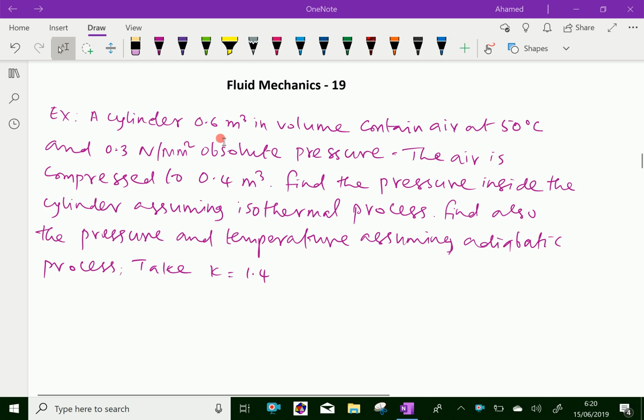In fluid mechanics, let us do an example problem regarding thermodynamic properties of gases. Example: a cylinder of 0.6 meter cube in volume contains air at 50 degrees Celsius and 0.3 Newton per mm square absolute pressure. The air is compressed to 0.4 meter cube. Find the pressure inside the cylinder assuming isothermal process. Find also the pressure and temperature assuming adiabatic process. Take K equal to 1.4.